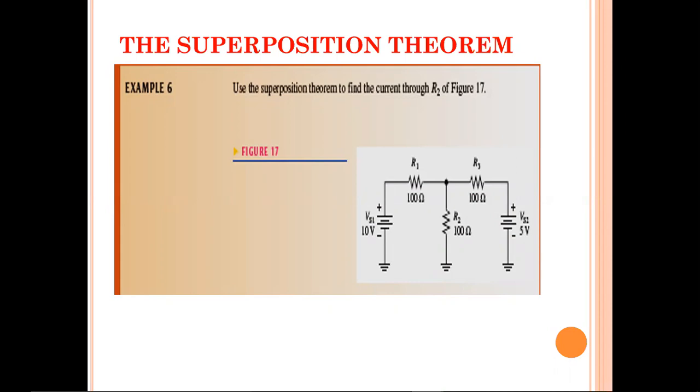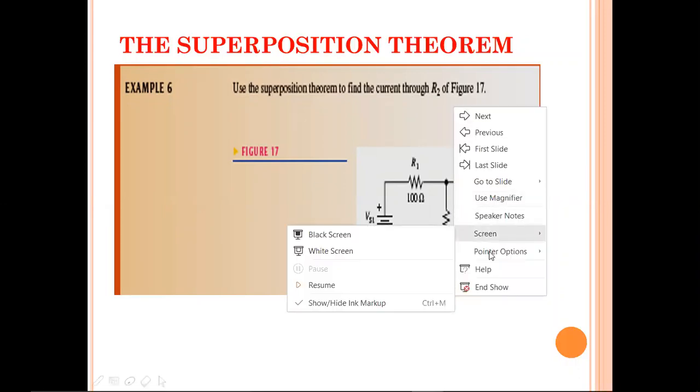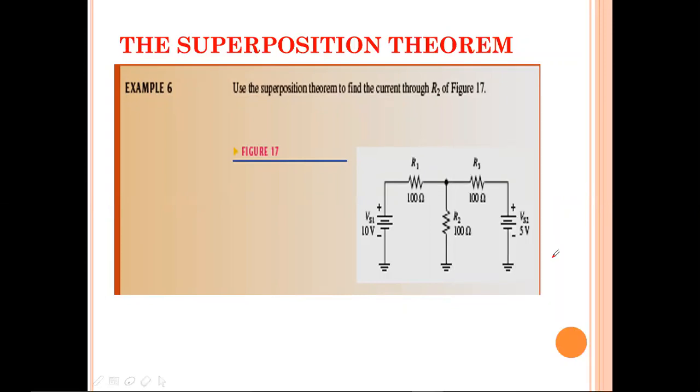In this problem, please observe here. Use the superposition theorem. Find the current through the R2 of figure 17. This is a figure. In this figure, kindly find the current through the R2. He has not given any direction, means upwards or downwards. So then you can use any one of the directions as per your assumptions. So this is the direction I am assuming. So you want to know the current flowing through the R2 resistor.